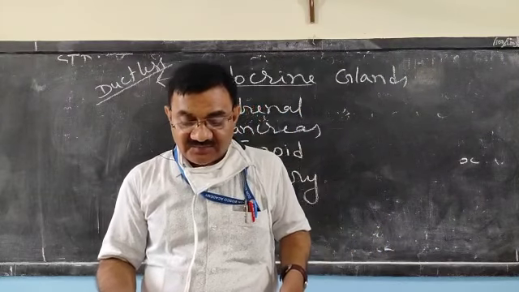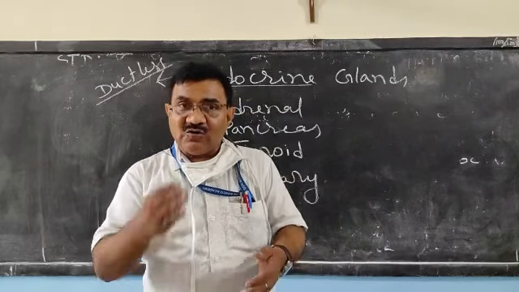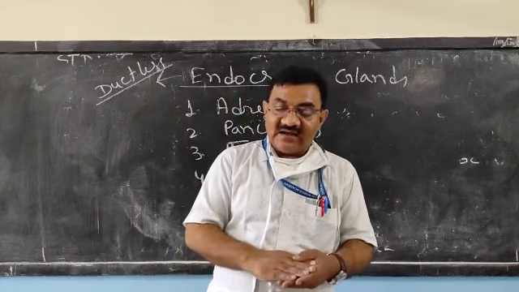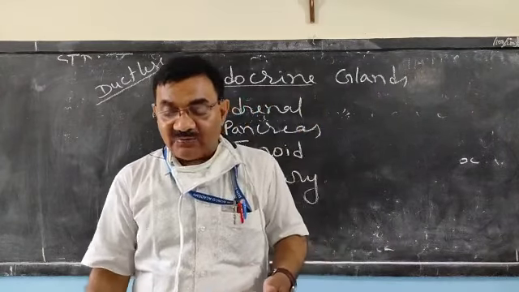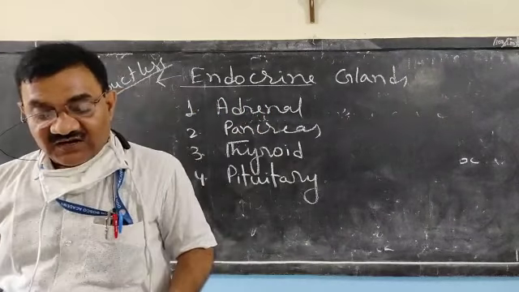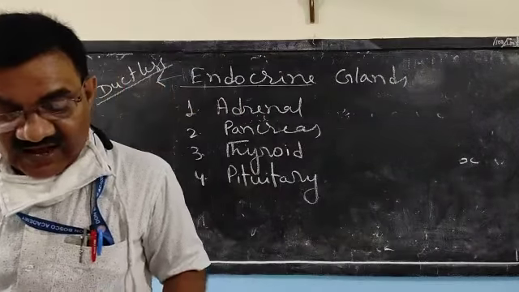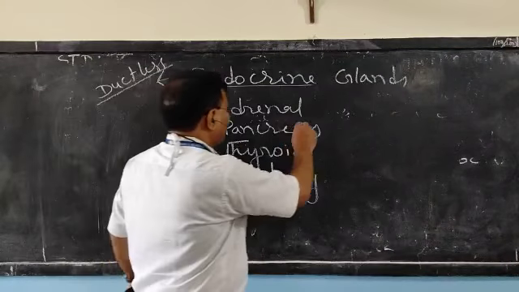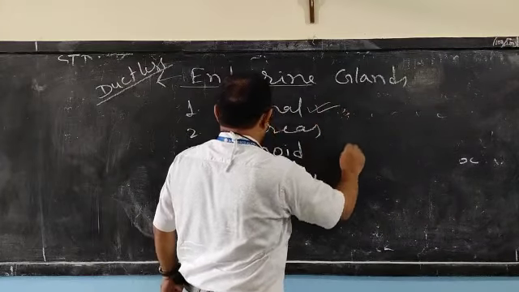Very clear or not? Now, due to hypersecretion and hyposecretion of the adrenal gland, we have to discuss. Due to hyposecretion, the disease called Addison's disease, and due to hypersecretion, Cushing syndrome. Only this much we have to discuss for practical.